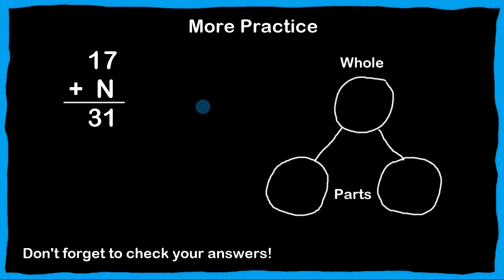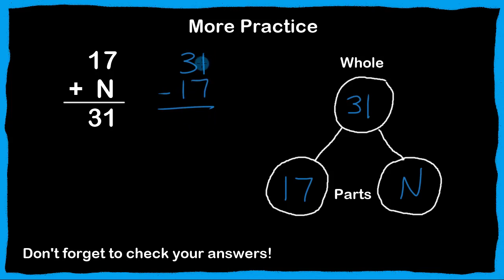Okay, so here's another example, and it's really the exact same thing, except the numbers are a little bit bigger. So 17 plus n is 31, and we're trying to figure out n. If we're going to write the numbers in the whole part circle, the whole would be 31. That's the total. And the parts are 17 and n. We're trying to figure out what this n is. And so remember, when you have a missing addend, it's going to mean subtraction. We're going to take the whole minus one of the parts to get the other part. So this really is 31 minus 17 is n.